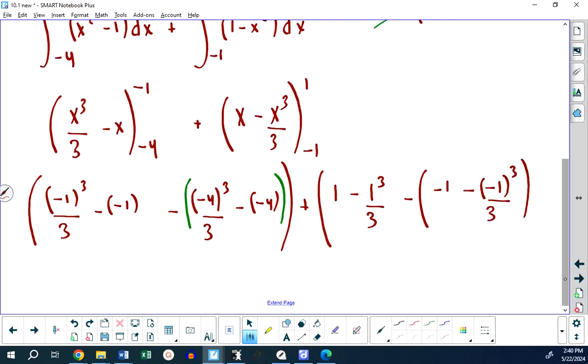Man, talk about your test of working with negatives, right? This is maybe the most challenging part of the problem. I just want to step back and look at that. It's negative 4 to negative 1 for the first one, so it's negative 1 cubed over 3 minus negative 1, minus negative 4 cubed over 3 minus negative 4. I'm adding the next area, which is 1 minus 1 cubed over 3 minus, in brackets, negative 1 minus negative 1 cubed over 3. There you go.